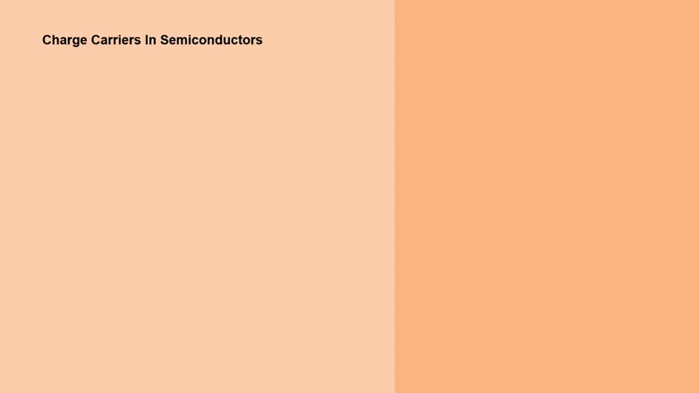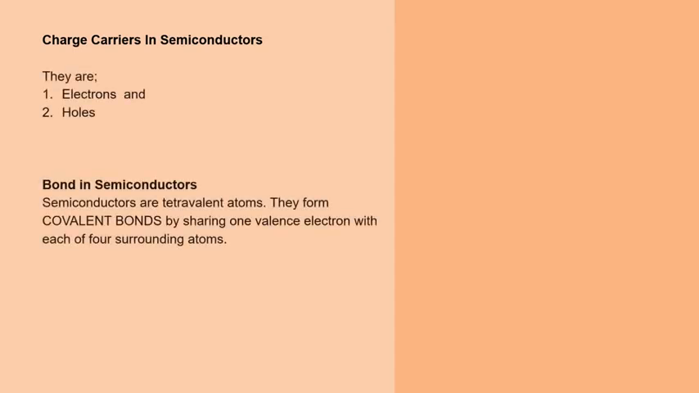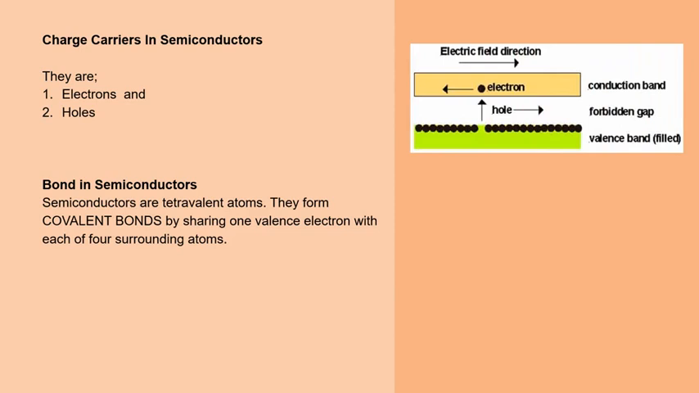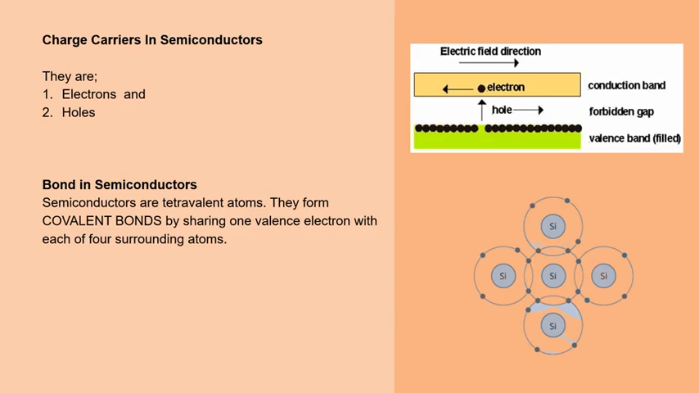What are the charge carriers in semiconductors? The charge carriers are electrons and holes. And of course, you know what electrons usually stand for: negative charges. The holes means what? Positive charges. And what about the bond in semiconductor? Semiconductors are tetravalent atoms. They form covalent bond by sharing one valence electron with each of four surrounding atoms.